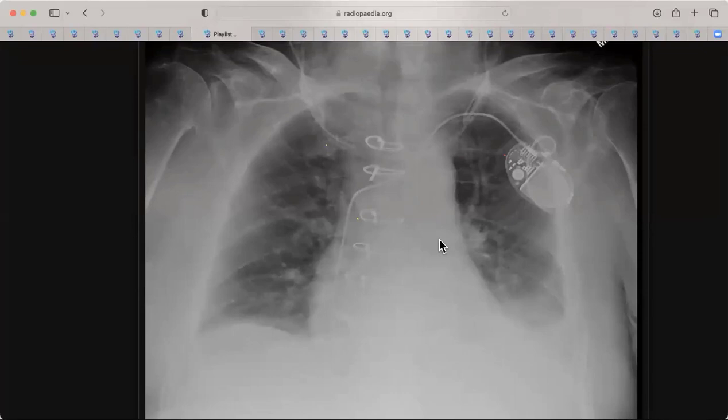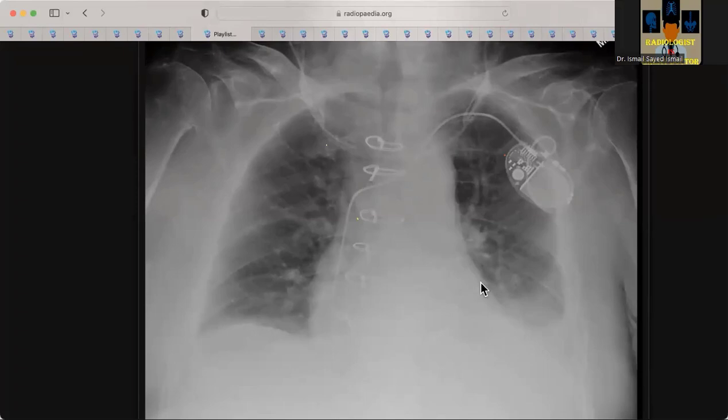So what do you think? What's the commonest cause of pleural effusion that you know of? Other than the congestive heart failure, other than cardiac cause, a non-cardiogenic cause. Can you see anything in the left lung base? Can you see anything here? Yes, I think there is a left lower lung zone faint opacity.